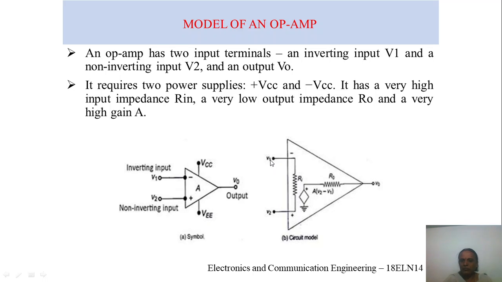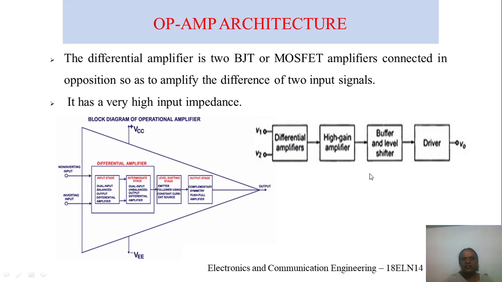Now, what do we mean by input and output? Wherever I give the supply voltage between V1 and V2, that is the inverting and non-inverting input, I will call it the input voltages. Wherever I am going to take the output, that is V0, pin number 6, that is the output voltage. Okay, the differential amplifier.